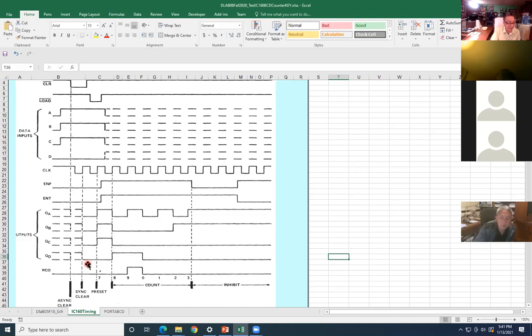If you want to clear, or load, or count, at the very least you must get the clock going 0 to 1. That's what they call synchronous. Without the clock, it's not working. If you apply the clear 0, it's not working yet until you apply the clock going 0 to 1. Then the output will be 0.